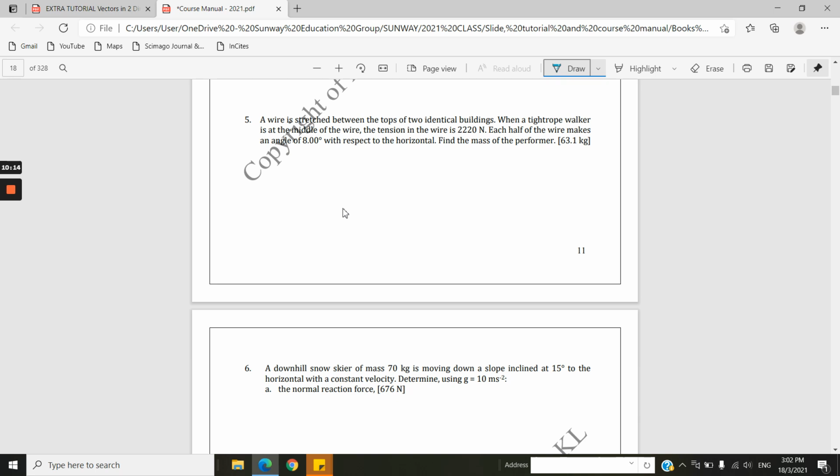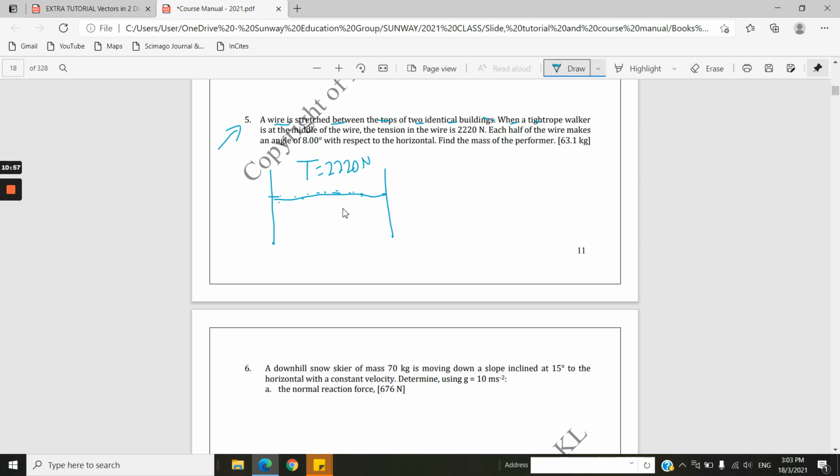So number 5, I'm going to explain a little bit. For these topics, you are going to do it again in your equilibrium conditions or in the force theory, but I just touch on it a bit. So a wire stretches between the tops of two identical buildings, so it's the same wire. Of course this wire has tension. All of the points here will have the same amount of tension. The tension of the wire is 2220 Newton.